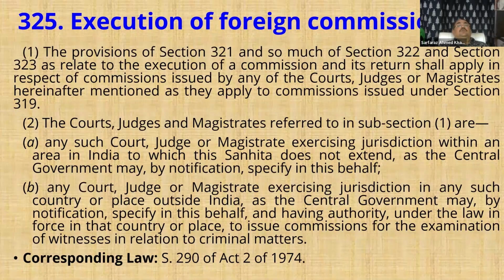325 says execution of foreign commission. So 325 is basically that the provisions of section 321, 322 and so much of section 323 as relate to the execution of the commission and its return shall apply in respect of commissions issued by any of the courts, judges or magistrates hereinafter mentioned, as they apply to a commission issued under section 319.